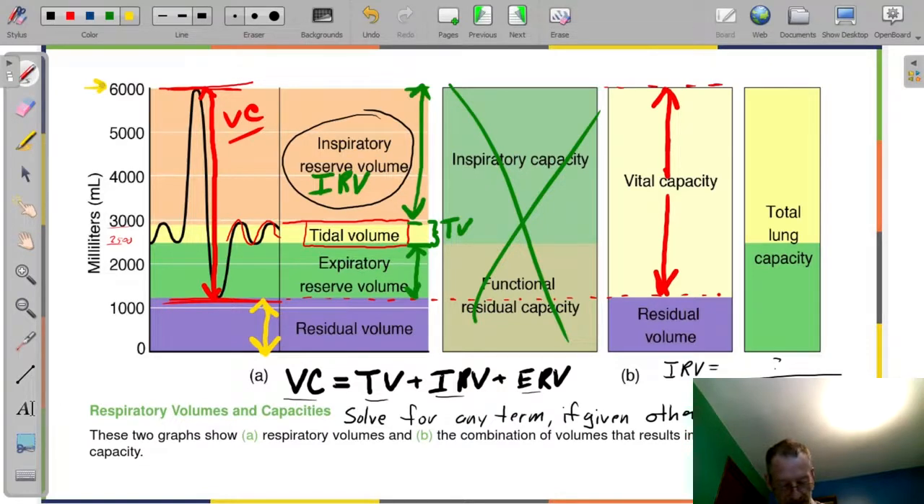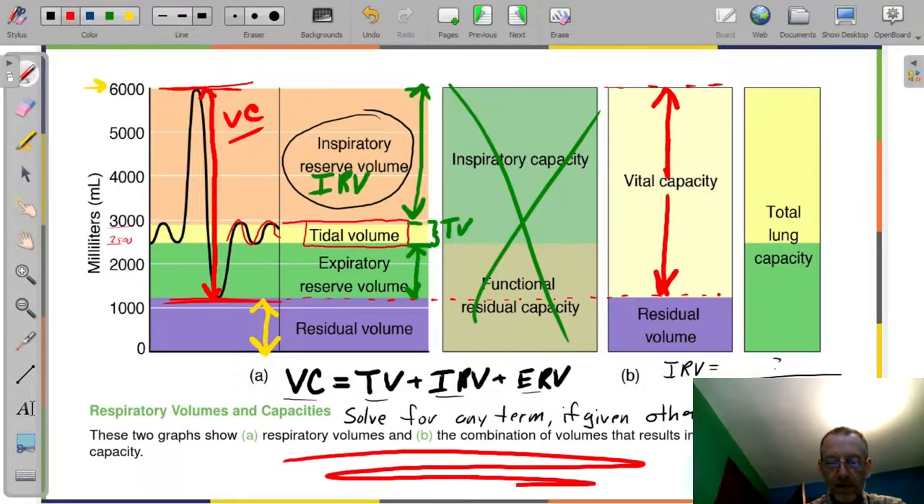So that's it for this section. Please practice this business of calculating lung volumes. Make up some story problems if you want to. It's pretty straightforward. Okay, that's all for now. We'll see you shortly.